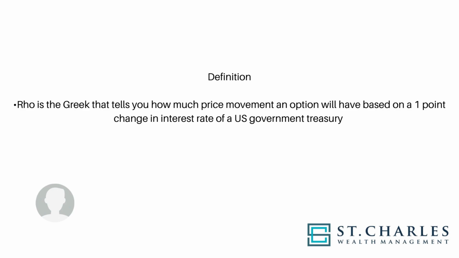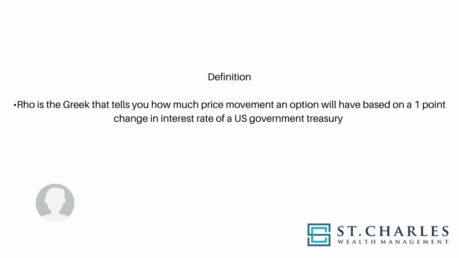So, by definition, rho is the Greek that tells you how much price movement an option will have based on a 1 point change in interest rates of a U.S. government treasury. Now, have an understanding that this is under the assumption that interest rates are in a vacuum. If all of a sudden the Fed were to raise interest rates 1 point, the option price would move what the definition says it would, but understand that in reality, the market itself would actually move the option a lot more than what the interest rate actually would, most likely.